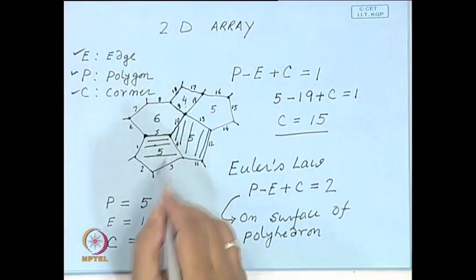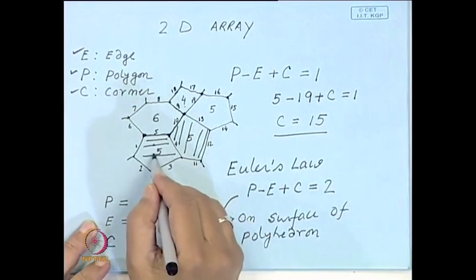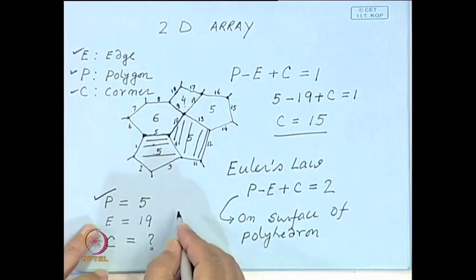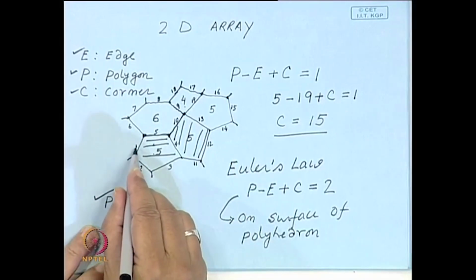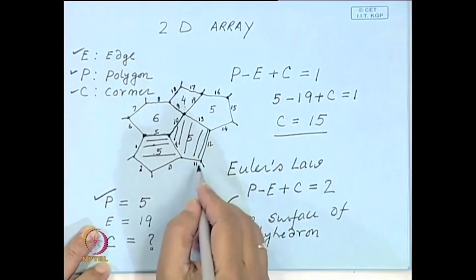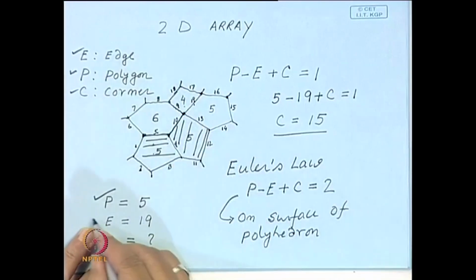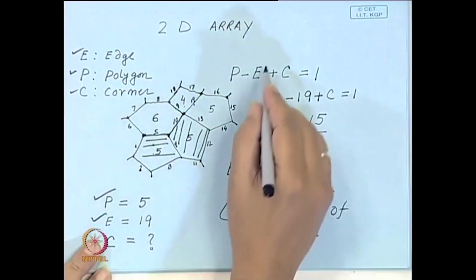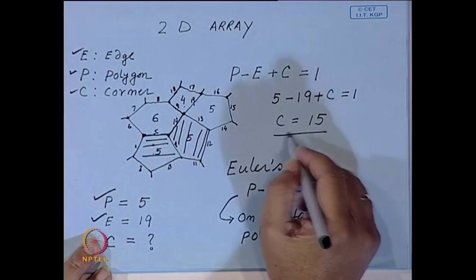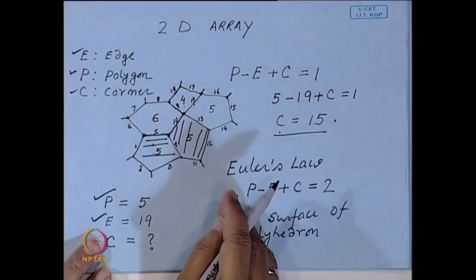Now, in this particular case, you try and count. So, now you have the number of grains, this is 1, 2, 3, 4, 5. So, the number of polygons is 5. The number of edges I have tried to mark here, 1, 2, 3, 4, 5, 6. So, you go on marking. It comes out to be the last one is 19. So, if you substitute here, what you get is that C is 15. So, that means you should have 15 corners.